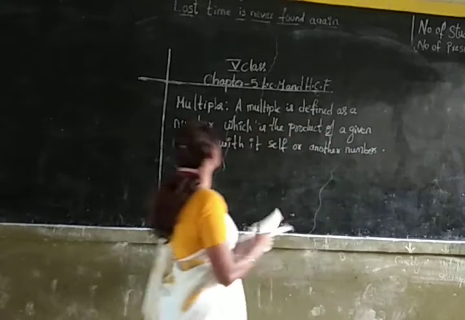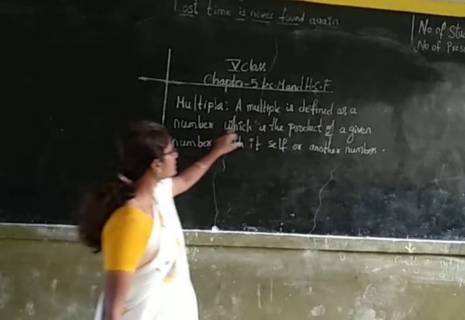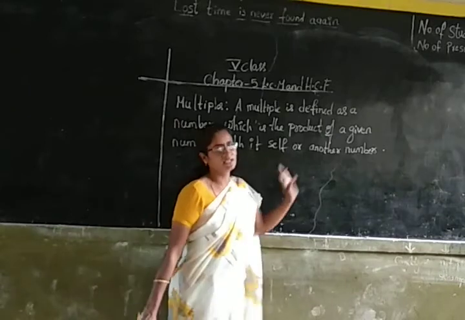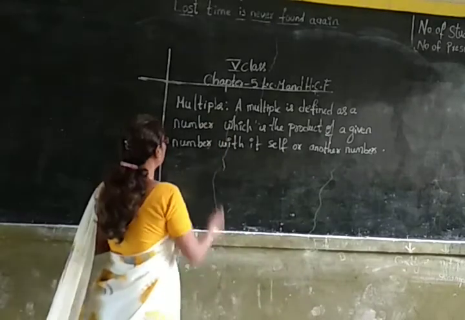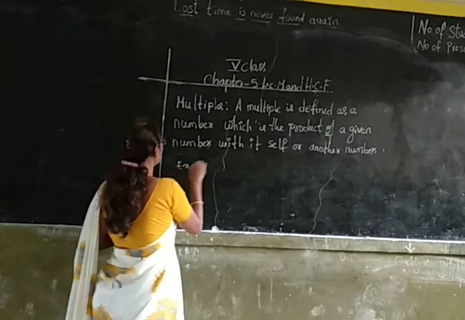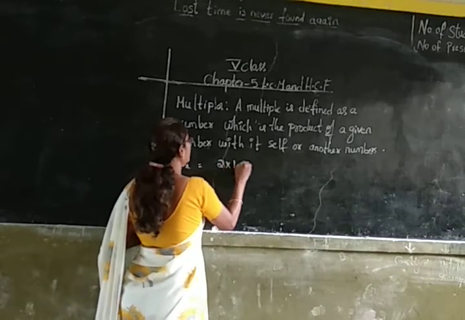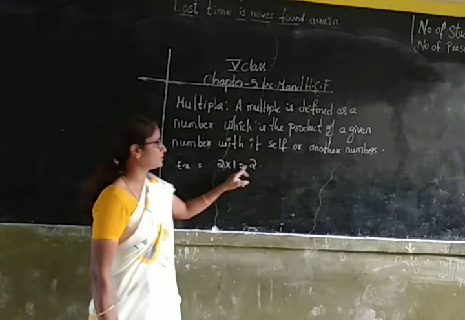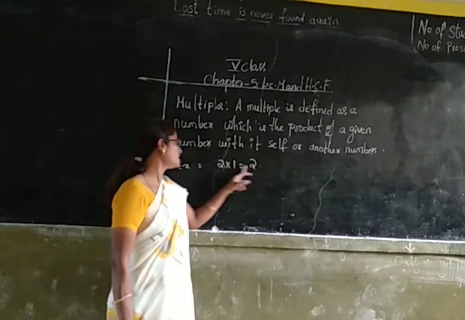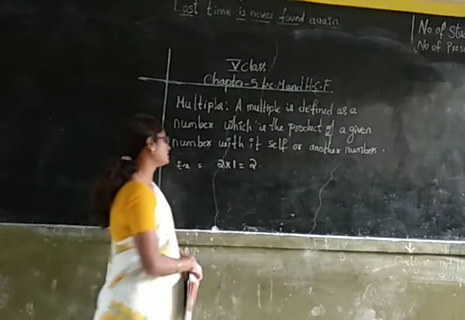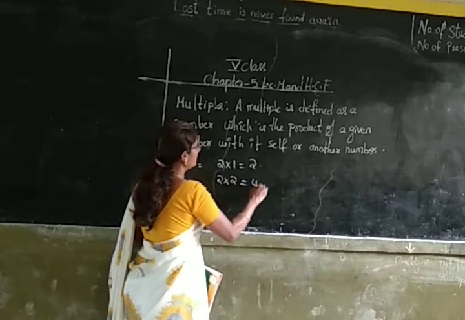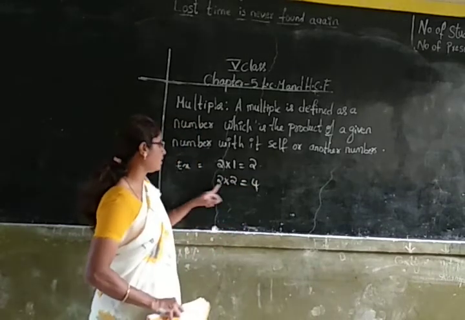A multiple is defined as a number which is the product of a given number with itself or any other number. Suppose if you multiply 2 with 1, you will get the product as 2. So 2 is the multiple of 2. Similarly, if you multiply 2 with 2, you will get the product as 4. So 4 is the multiple of 2.